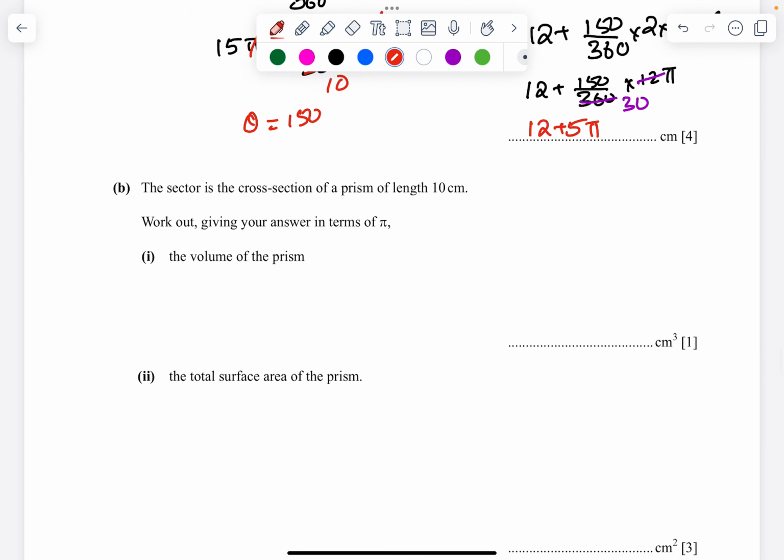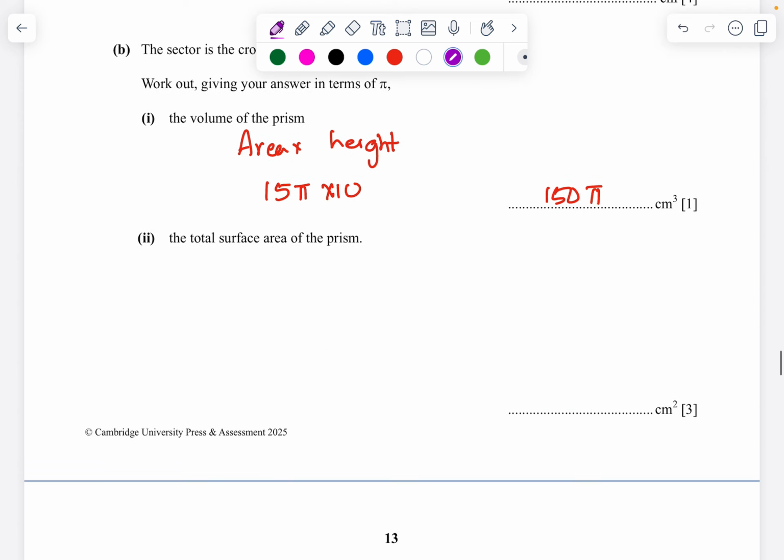The sector is a cross section of a prism of length 10 centimeters. Give your answer in terms of pi, the volume of the prism. Volume is area times height. Area of the base times height. Area of the base was 15 pi times height, which is going to be 150 pi. Find the total surface area. Total surface area of the prism.